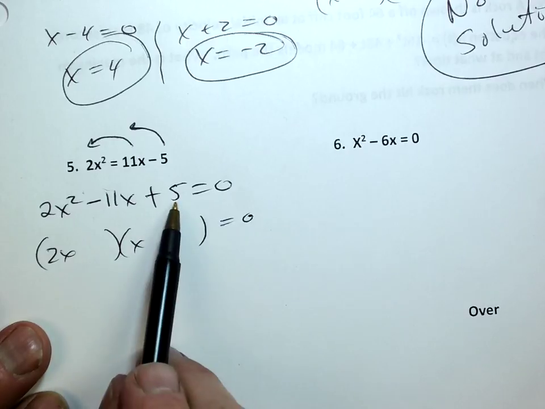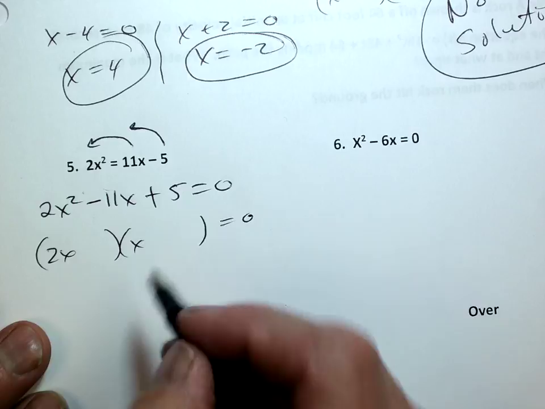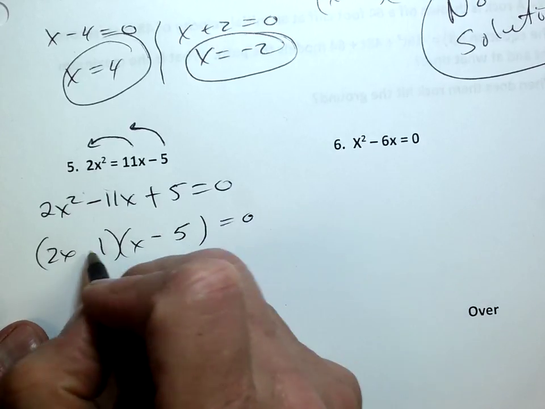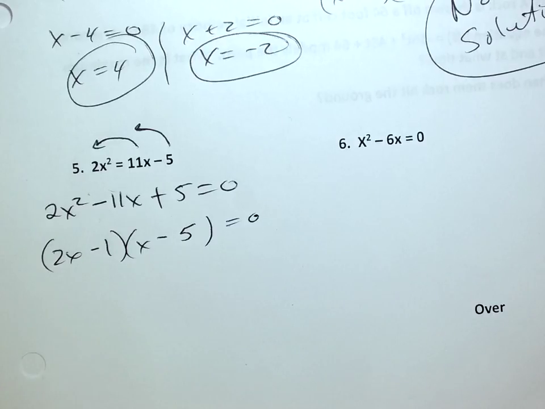What times what makes 5? 1 and 5. So let's put the 1 and 5. Remember my double smiley? Is it going to work? Yeah. It does work if you check your double smiley, right?